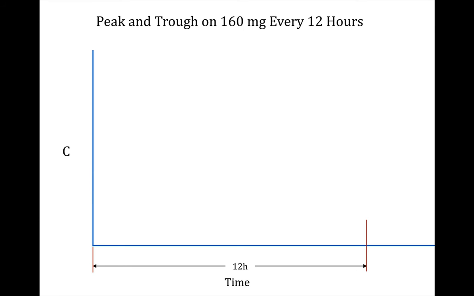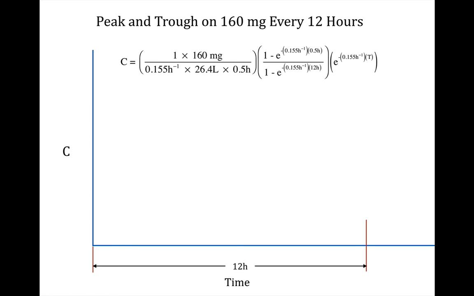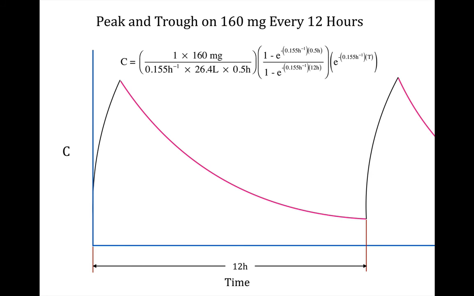So let's consider what the peak and trough would be on 160 milligrams given every 12 hours as 0.5 hour infusions. Here's the equation describing the event with everything filled in except for capital T. If you remember, we're going to give our infusion for 0.5 hours. And then we're going to collect our peak at 0.5 hours after the end of the infusion. Again, this goes in this portion of the curve.